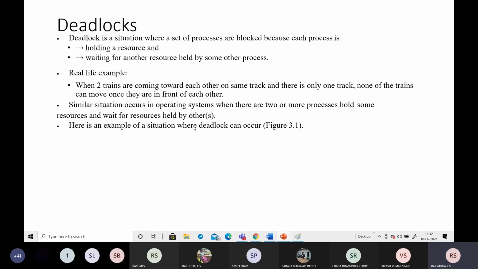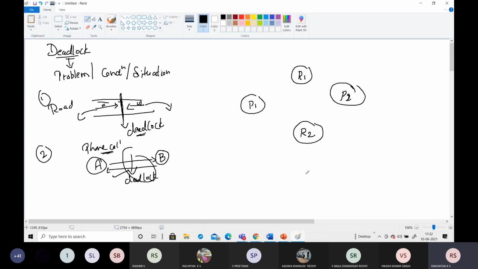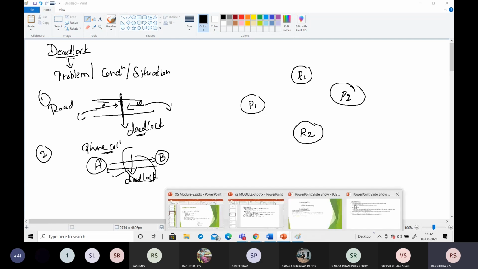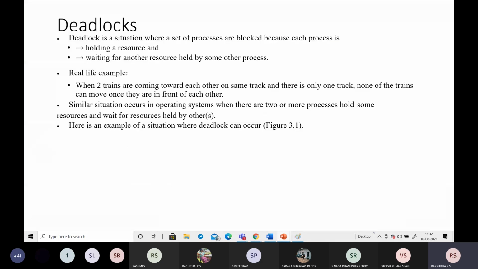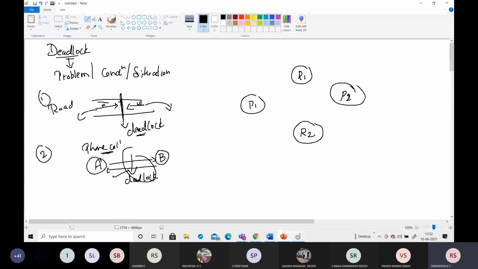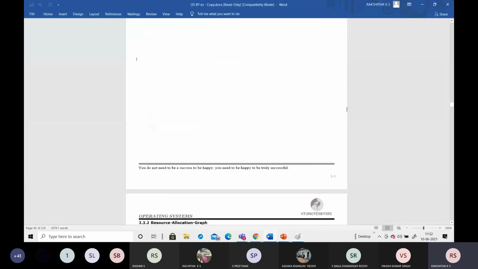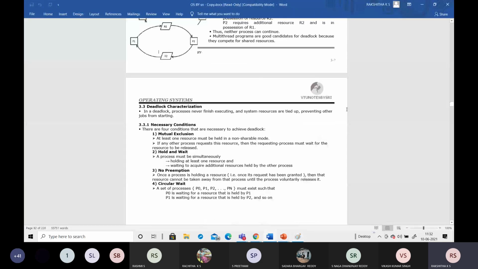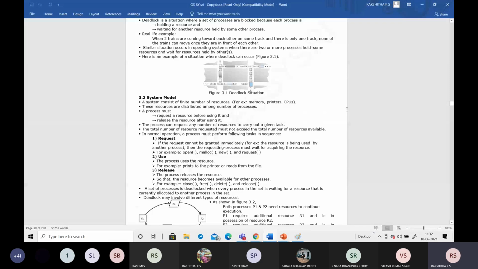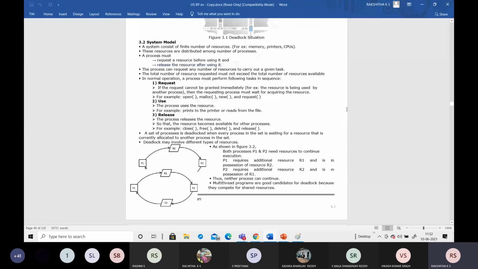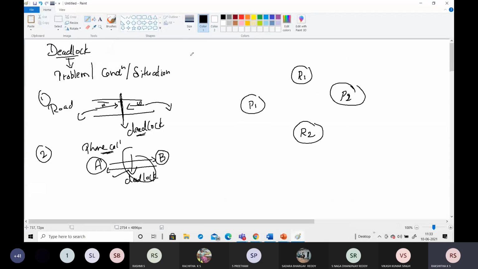So this is a real-time example we have seen. Now we will see the example of a situation where deadlocks will occur. So this is the diagram for that. Take down the example of a situation where deadlock can occur. There, take down this diagram.